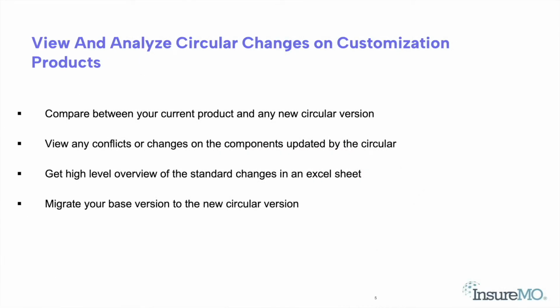Now let's go to our second step, which is to view and analyze circular changes with our customization products. In Inshomo, you can compare between your customization product and any new circular version of that product. You can view any conflicts or changes on the components updated by the circular. You can also get a high-level overview of the standard changes in an Excel sheet, which is quite similar to the Excel sheet that we just looked at. Then you can migrate your base version of the customization to the new circular version. Let's see that in action.